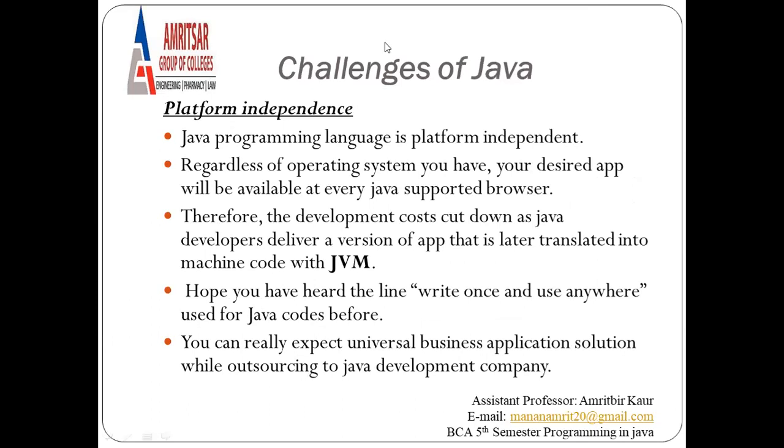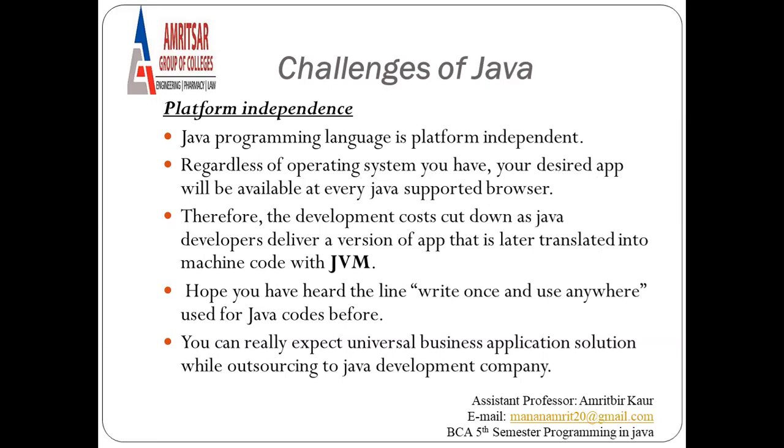Then platform independence. We know that the Java programming language is platform independent, meaning we can write our program once and run anywhere. So Java is platform independent. Regardless of the operating system you have, your desired app will be available on every Java supported browser. Although Java is platform independent in terms of operating system, Java also provides platform independence in terms of browser or hardware.